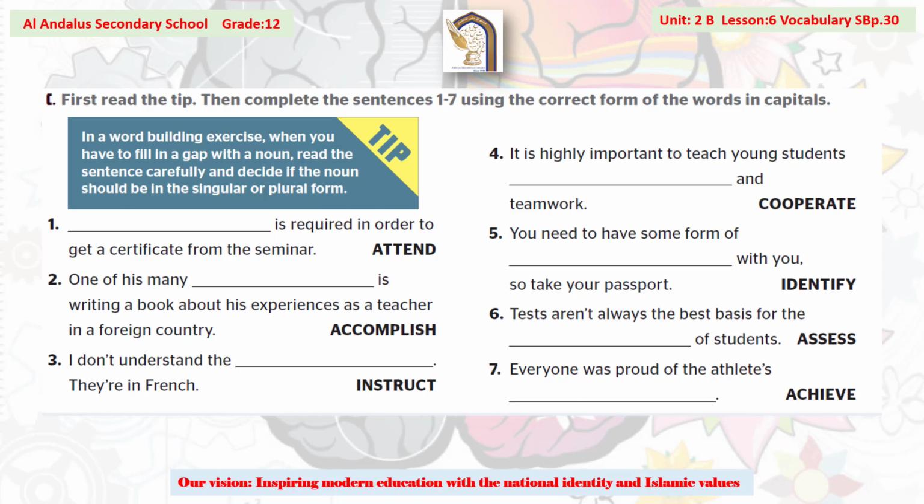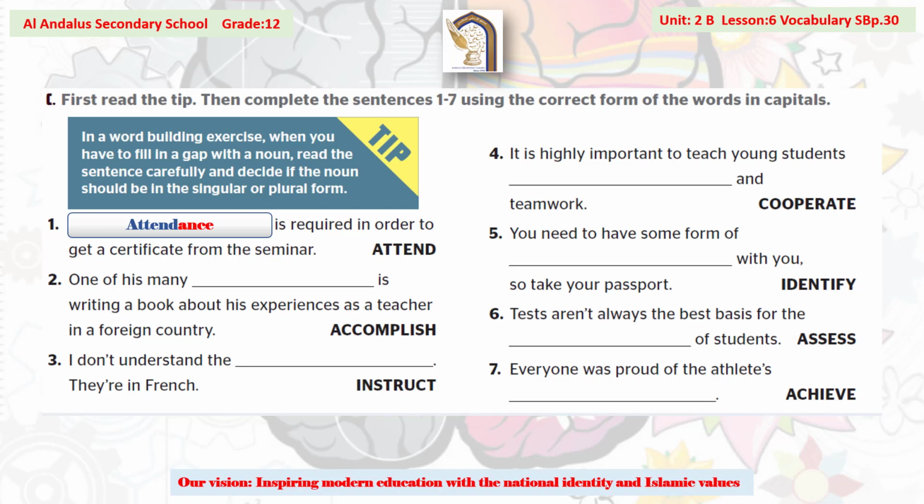Sentence 1, you have got this verb which is written in bold capital letters, attend. "___ is required in order to get a certificate from the seminar." So you cannot take this seminar online, but yes, that's right, attendance. Attendance is required in order to get a certificate from the seminar.